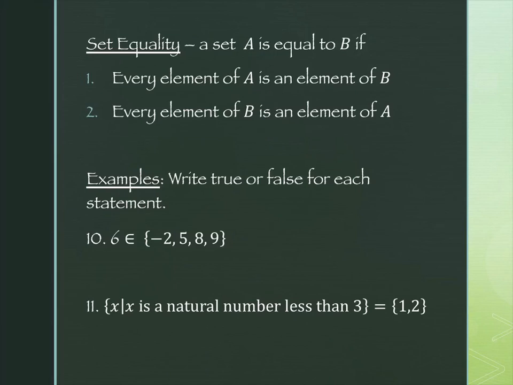All right, last thing, we're going to write true or false. Number 10, 6. Is 6 an element of the set that follows? No. So this would be false. Number 11, x such that x is a natural number less than 3. So this is a verbal or word description in the set builder notation, right? And then on the right-hand side, we have a listing method that says 1 and 2. Are those equal? Yes. So this one would be true.